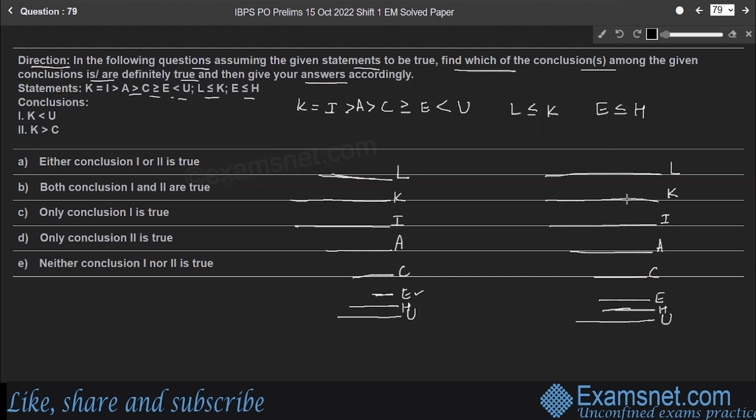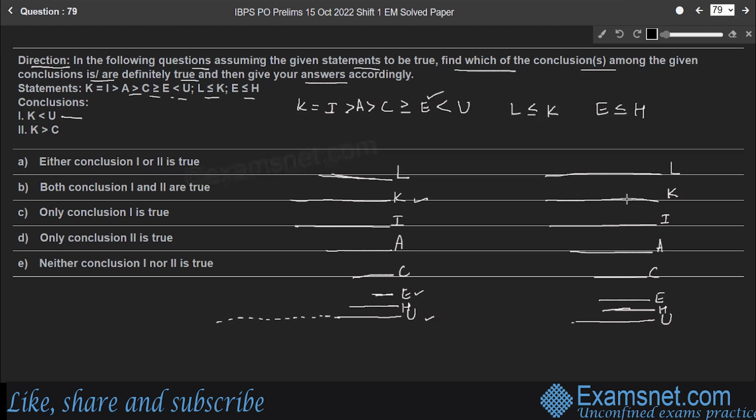Now look at the conclusion part. K strictly less than U. So look at line K and U. K strictly less than U. Can we conclude? Here the relation between K and U is not given directly. Here only relation of U is with E. E less than U. That means you can extend the line U how much ever you want.